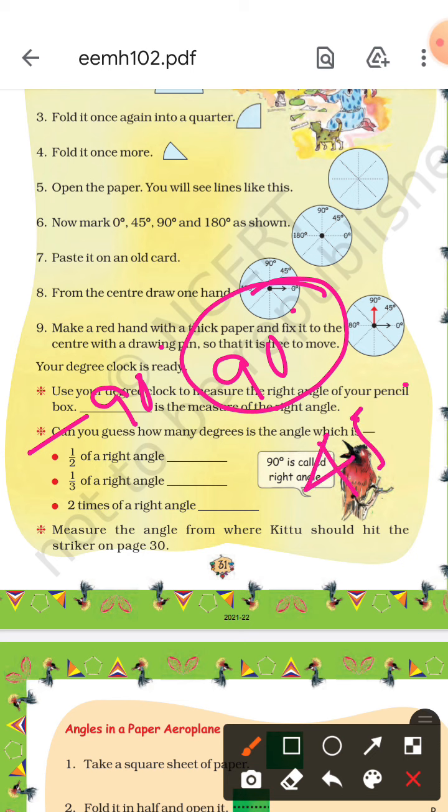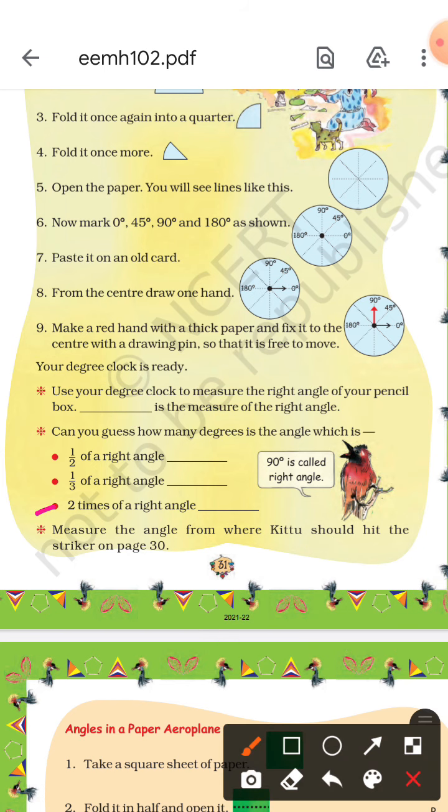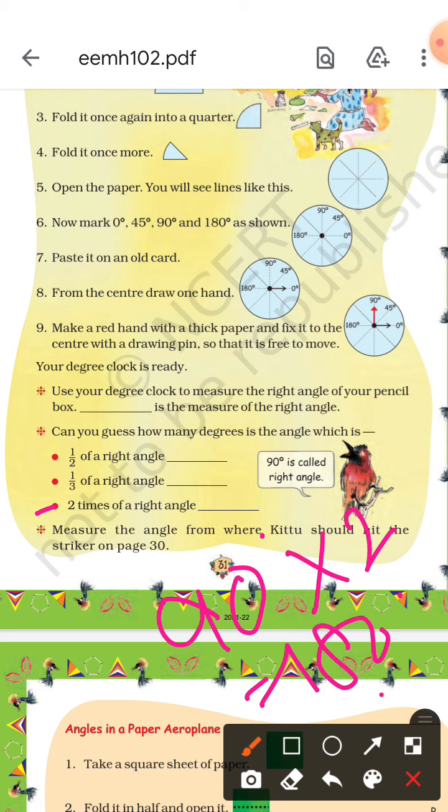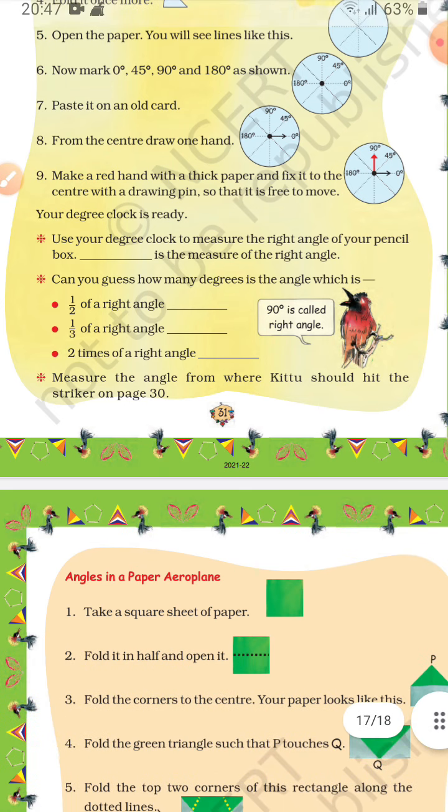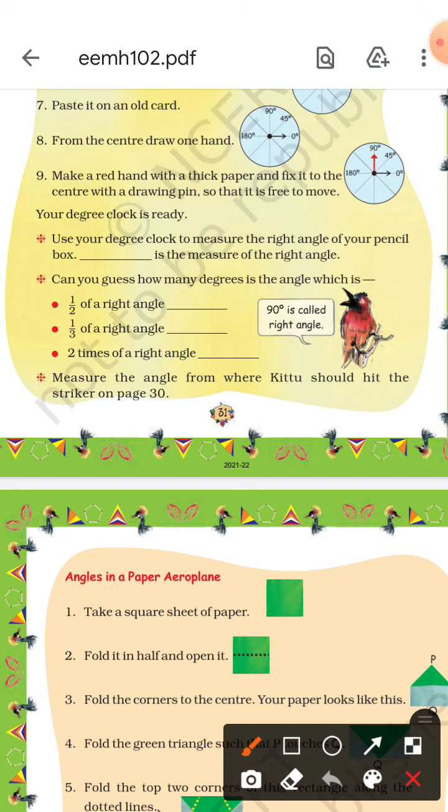1/3 of a right angle means 90 degree by 3. So we will have 30 degree. Next is 2 times of right angle. Right angle means 90 degree. So 2 times means we have to multiply 2 with 90. So it is 180 degree. So 180 degree is known as the straight line.